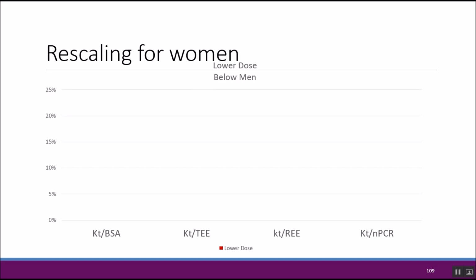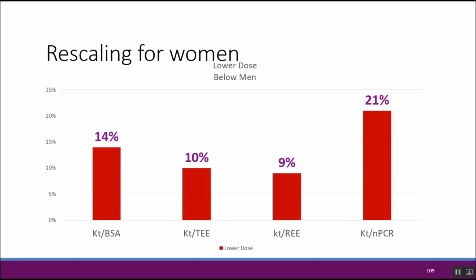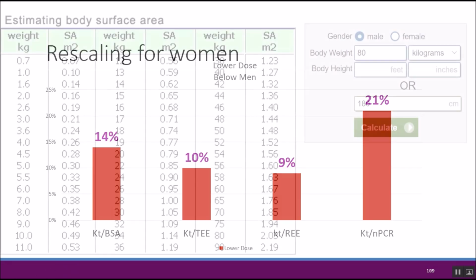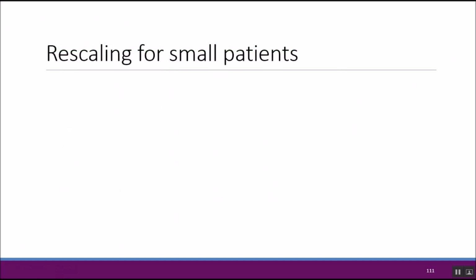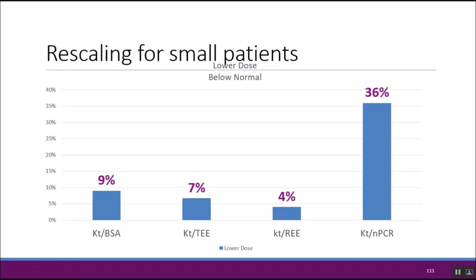With rescaling for women, they will have enough dialysis with KT over body surface area. You can calculate the body surface area directly from the table, or you can calculate it online. Rescaling for small patients also improves the adequacy of hemodialysis if you divide the KT over body surface area.